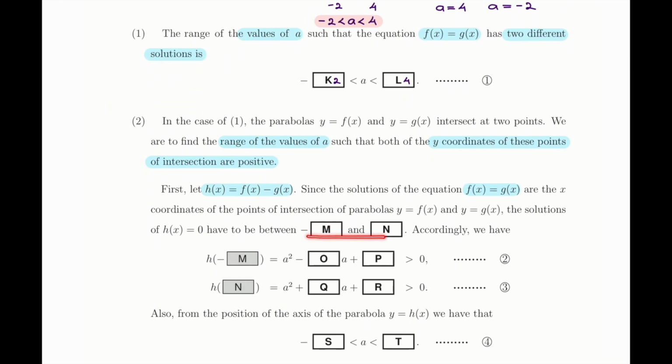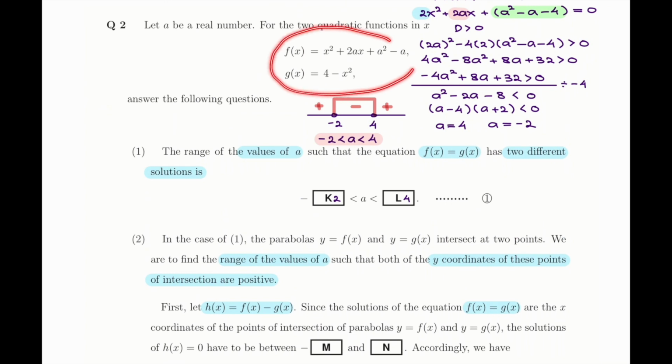What is m and n? Basically, m and n are the locations of the points of intersection of the parabolas y equals f(x) and y equals g(x). If you see from the equations here, we have g of x, which is 4 minus x squared. If you draw the parabola of g of x, we will have a parabola that is concave downward, or open downward, since the coefficient of x squared is negative.